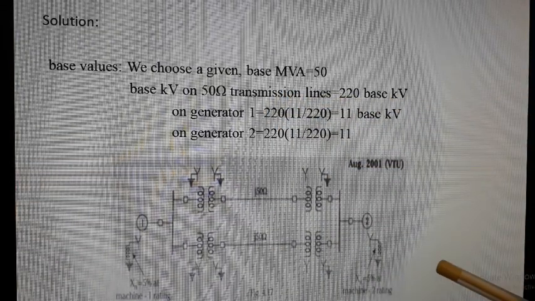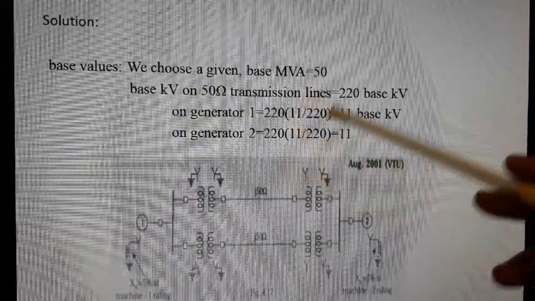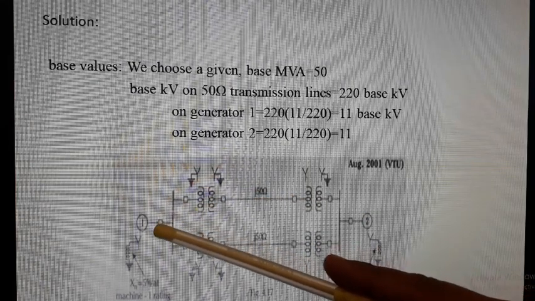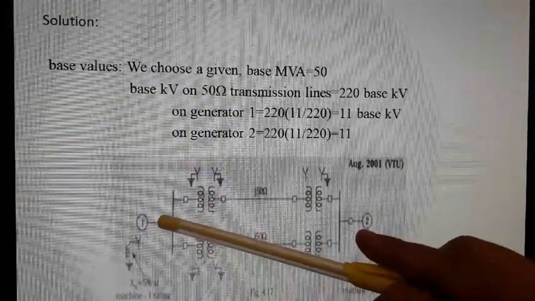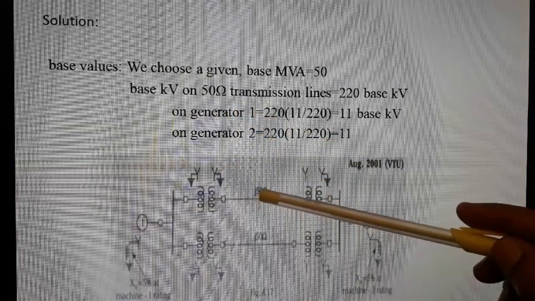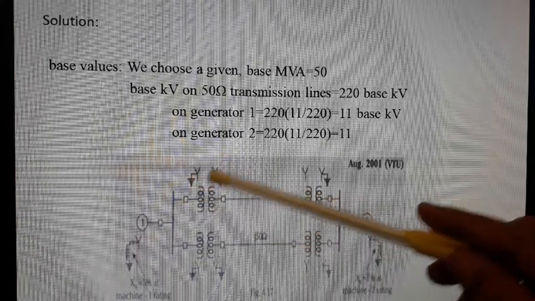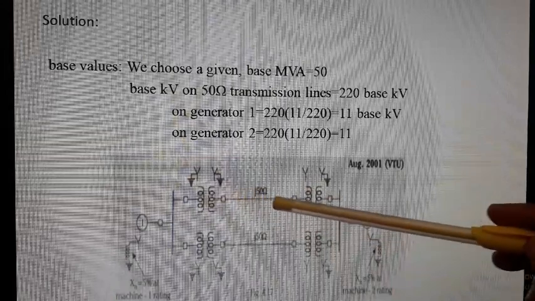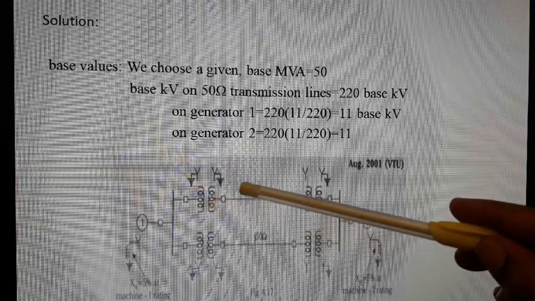Now when we choose the 50 ohm transmission line, the base is 220 kV. So what is the kV base for the generator 1 side and generator 2 side, we need to find. If we go for finding the generator 1 side, it is equal to this 220 kV base into V2 by V1. So here the transformers are 11 by 220 kV, that means 11 kV stepped up to 220 kV, then stepped down to 11 kV. So that means 11 by 220.